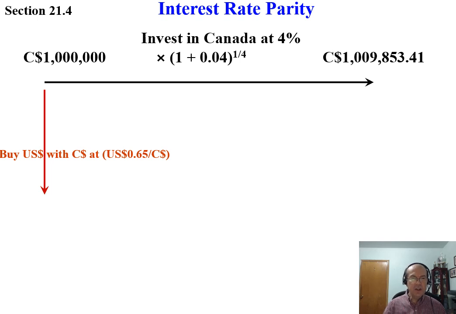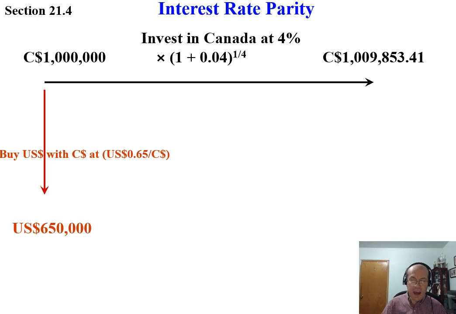So if we exchange 1 million Canadian dollars at this spot rate, how many US dollars will we have? In order to find out, we have to multiply 1 million Canadian dollars by this exchange rate because Canadian currency units will cancel each other and we'll have only US dollar in numerator, which is what we want to have. So as a result, we will have 650,000 US dollars.